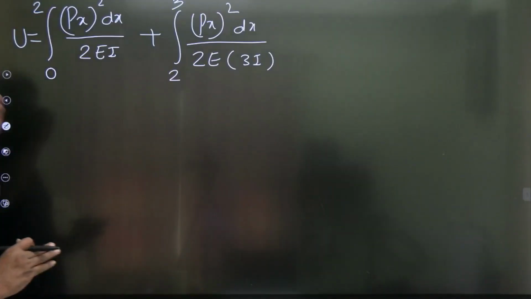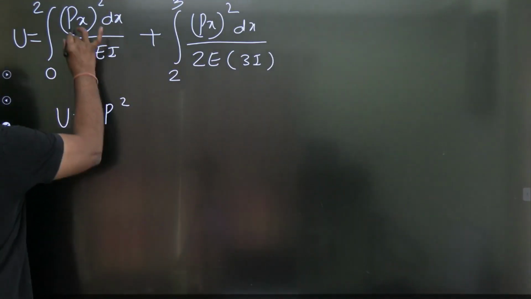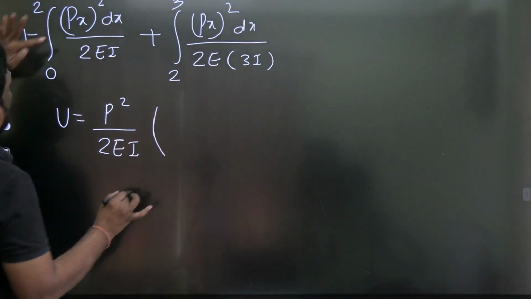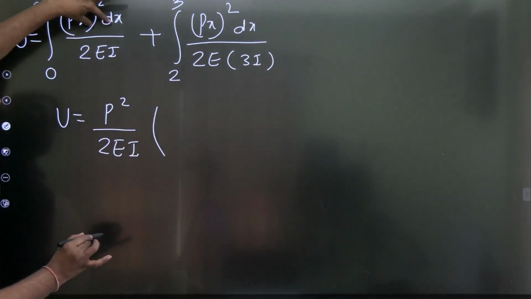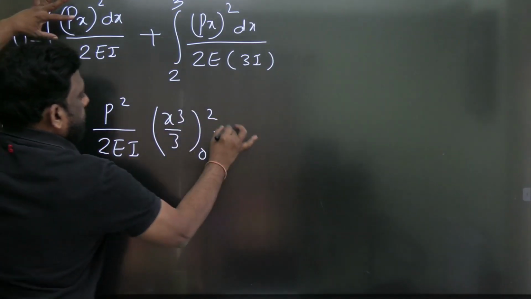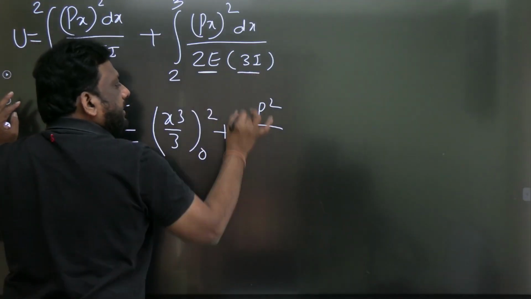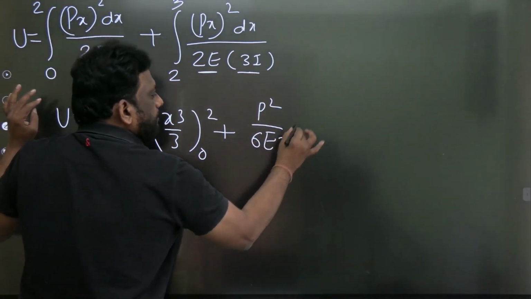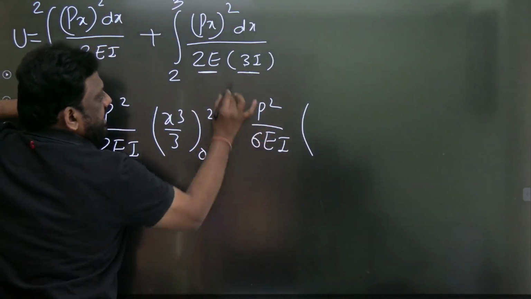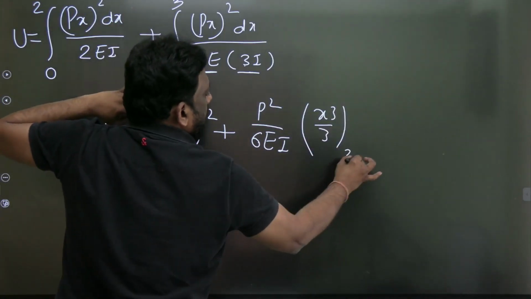Now let me integrate. So therefore total strain energy, P into P is P square by 2EI. What is x square dx? x square dx is x cube by 3, from 0 to 2, plus P square by 2 into 3 is 6EI. Let me repeat: 2 into 3 is 6EI. So x square dx is x cube by 3, and my limits are 2 to 3.